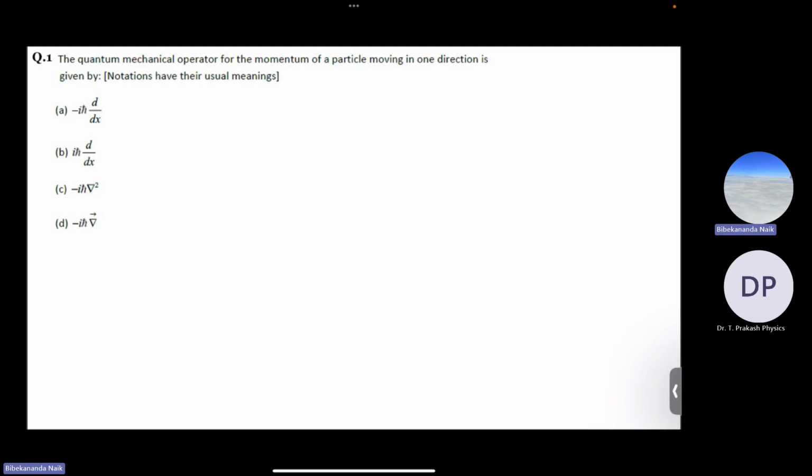If this is an operator, it should be operated onto something which will give us the actual momentum. The quantity is called the wave function psi. Yes, sir, wave function. When you operate the momentum operator, it will give you the value of momentum, and the wave function will remain the same. It will not change the wave function.